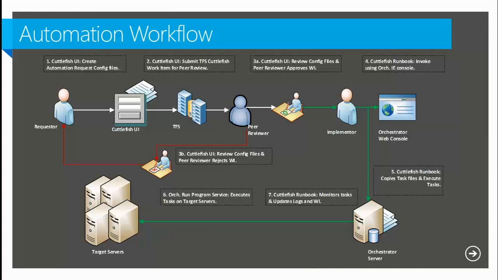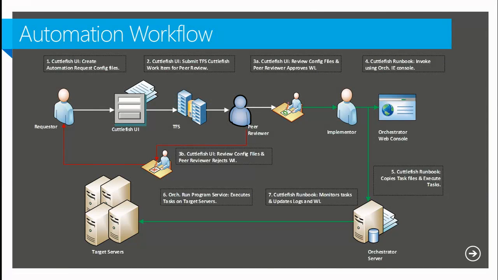This is the picture where it starts and ends. The first person is called the requester. That's the person who goes and fills in the information like build config or task config, and says, hey, I want to upgrade to SP1, or I need a new DP, or something like that. He goes and fills in that information.